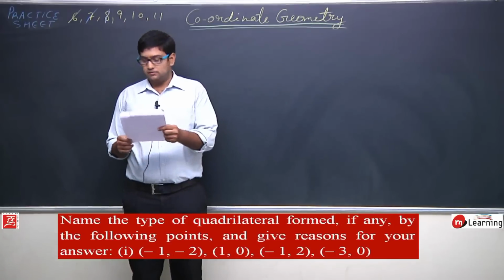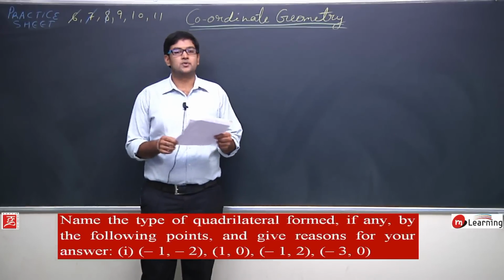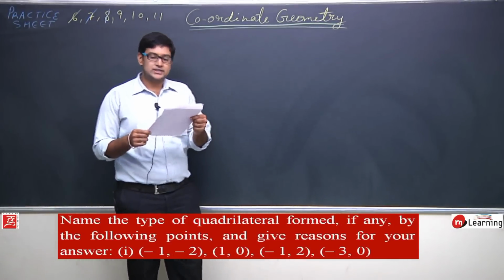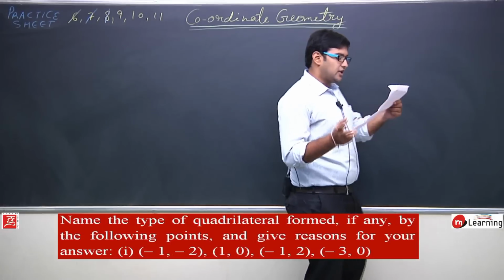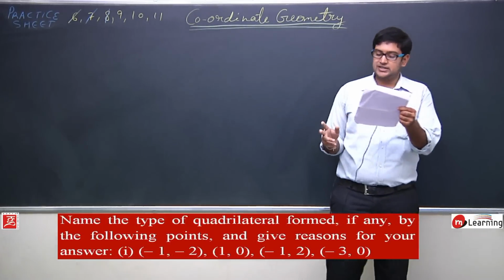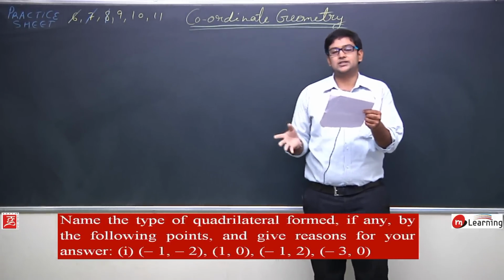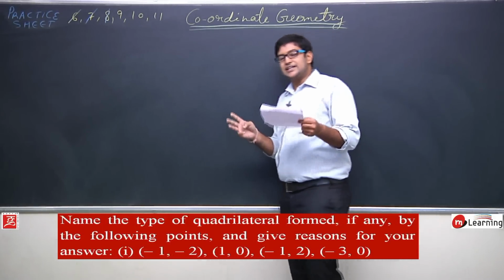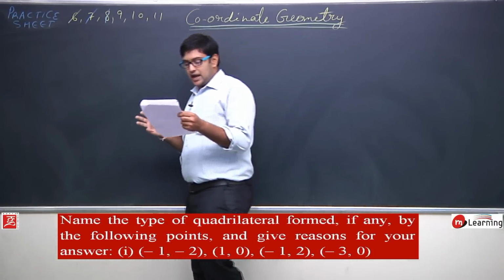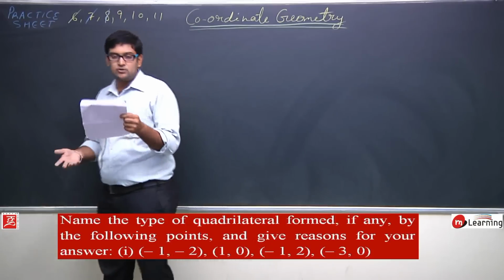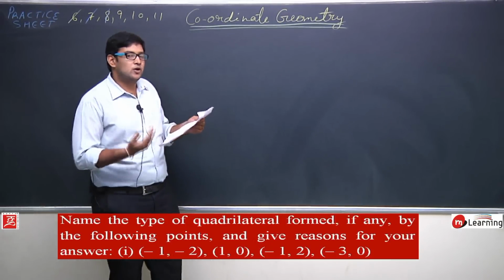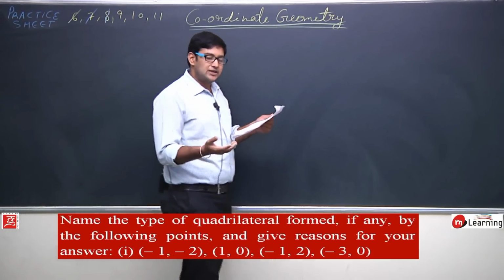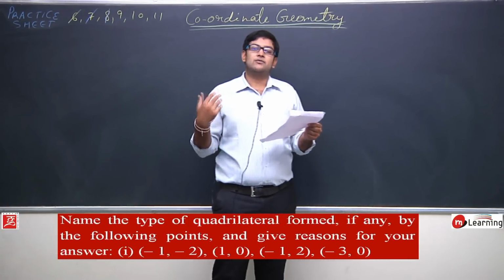Okay, now let us solve question number 9. Question number 9 says, name the type of quadrilateral formed, if any, by the following points and give reasons for your answer. This question contains 3 subparts, and in all the subparts we need to identify which type of quadrilateral, which type of figure exactly these 4 points are forming.